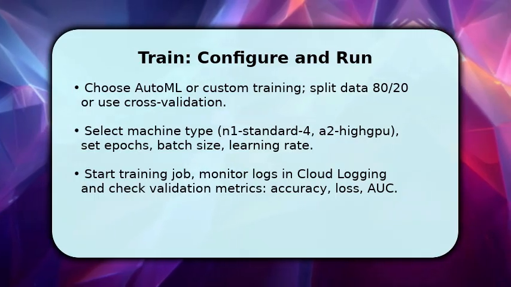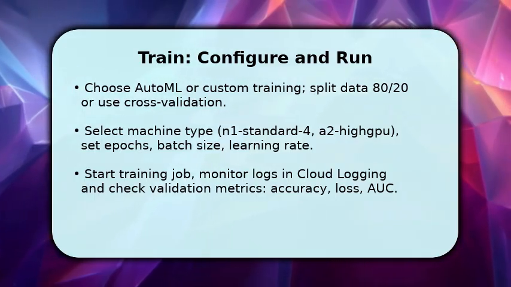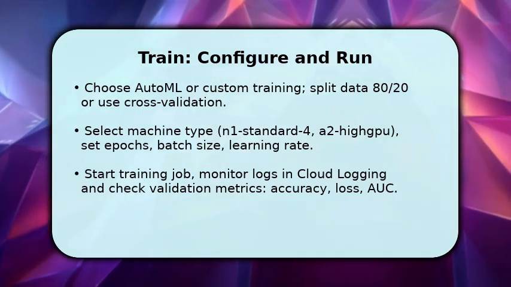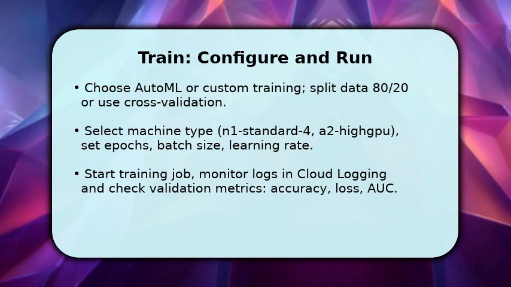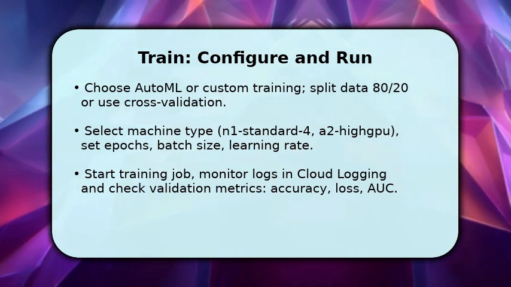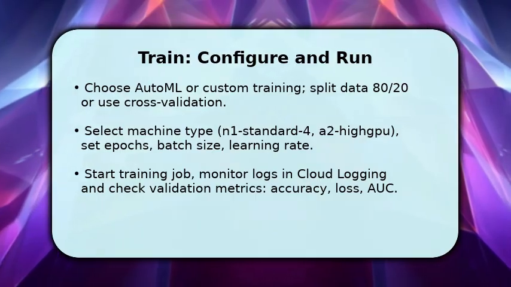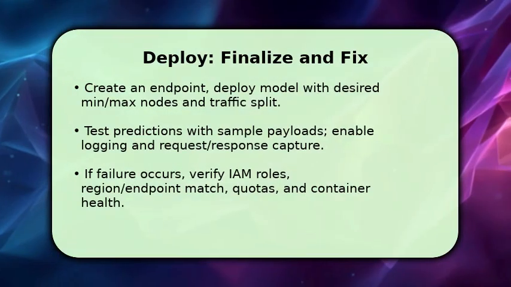batch size and learning rate. Launch the training job through the console or gcloud, then monitor progress via Cloud Logging and TensorBoard if available. Make incremental adjustments to hyperparameters and retry until validation metrics improve. You finish by deploying the validated model to a Vertex AI endpoint.